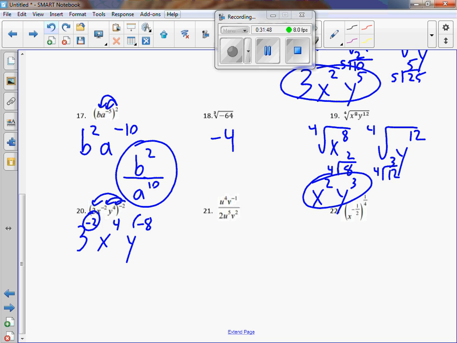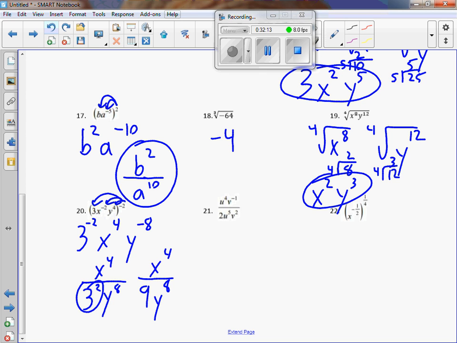Remember, negative exponent means drop to the bottom of a fraction. So I get x to the 4th over 3 squared y to the 8th. And that 3 squared right there, we know by now that 3 squared is 9. So our final is x to the 4th over 9y to the 8th. That's your final answer.